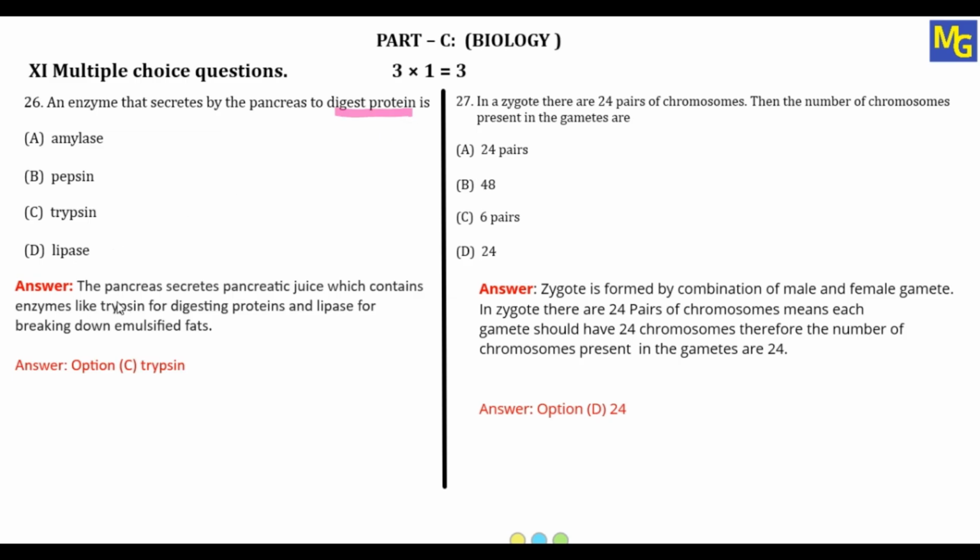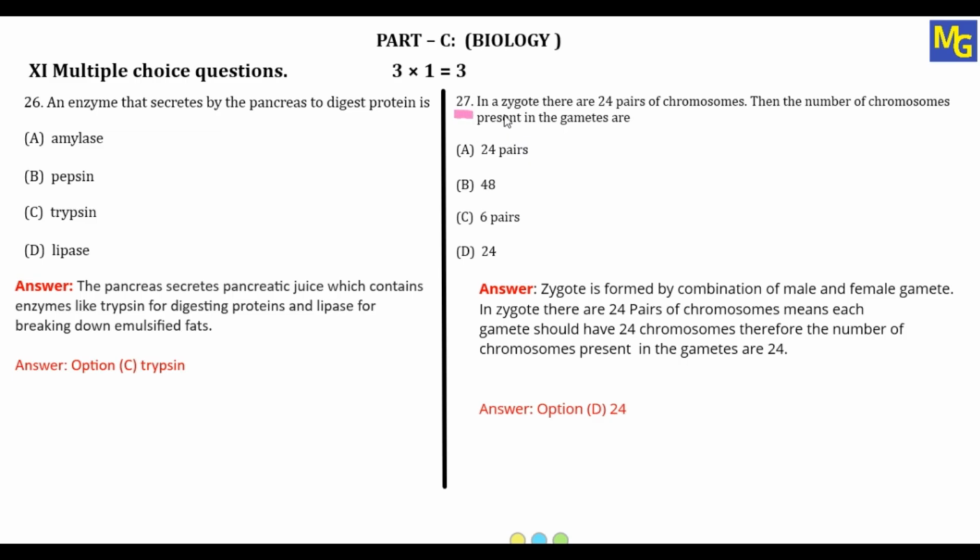So the answer is the pancreas secretes pancreatic juice which contains enzymes like trypsin for digesting protein and lipase for breaking down emulsified fat. So here we can see pancreas secretes 2 enzymes, one is trypsin and one is lipase. Trypsin is used to digest protein and lipase is used to break down emulsified fat. So therefore our correct option is option C. So write down the answer option C, and it is trypsin. We'll move to the next question.